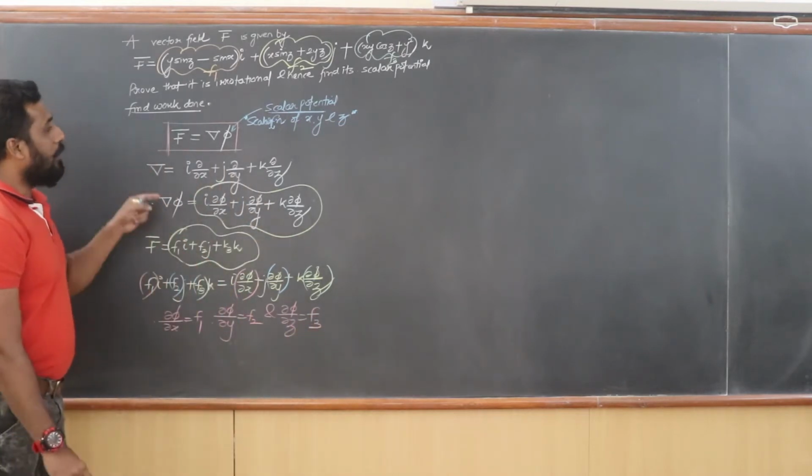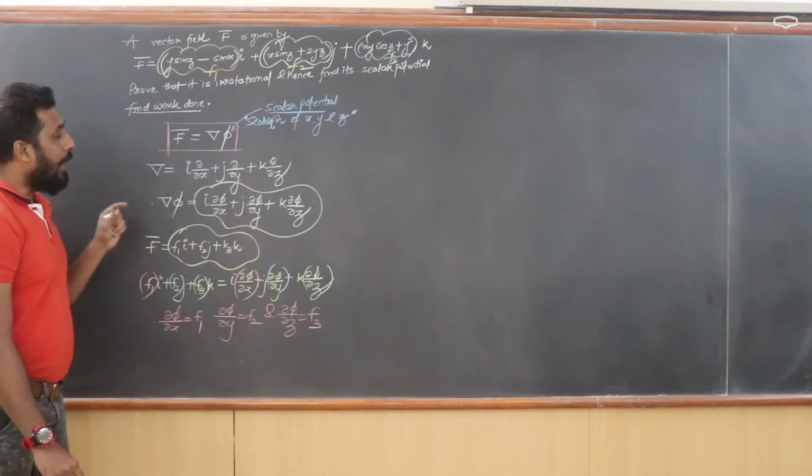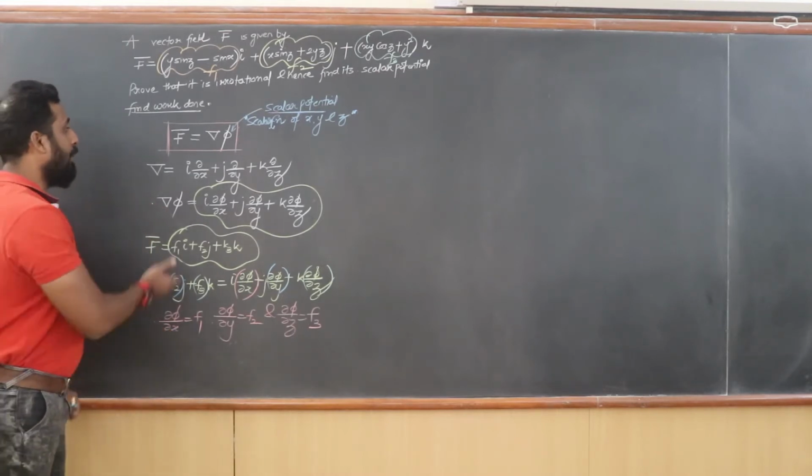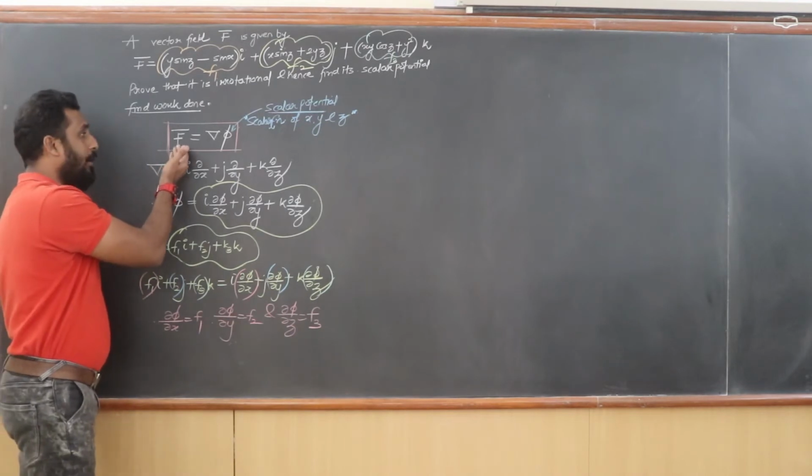So whenever you get any question on finding the scalar potential, this will always remain standard. So what you should be doing? Take the vector F bar, equate it with del phi.